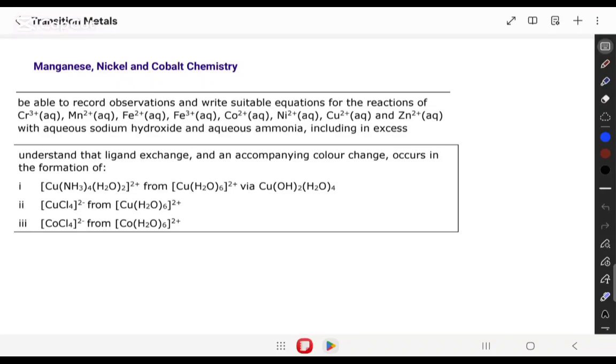So now we're going to be looking at manganese, nickel, and cobalt chemistry. Most of this video will just be reactions that we're going to be revising through. I'm not going to be going too much into the reactions, it's just revision for the reactions. So we're just going to be going through those, and that's all.